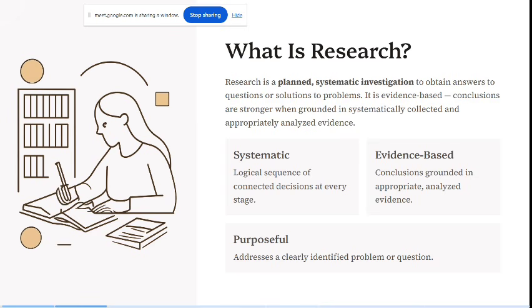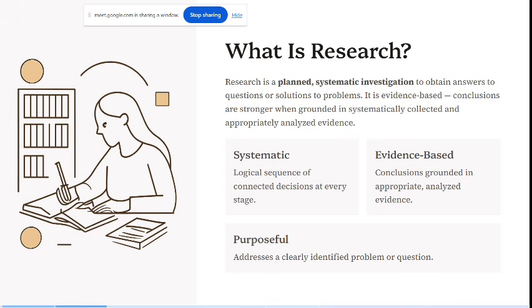So let's talk about that. Your study should contain these essential characteristics. One point is a systematic and logical sequence of connected decisions at every stage. I said before that research should be systematic and should have multiple, graded stages, conducted one by one, gradually. Due to that, I said that systematic conduction of this process is necessary. Let's move to the next one.